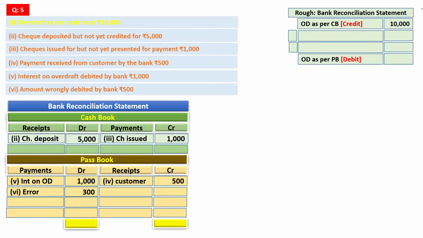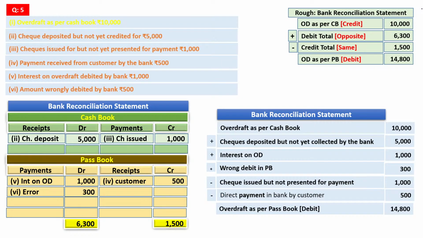So as we have started with 10,000 rupees credit, what I have to do? Add what? Add the opposite side and the same side should be subtracted. We started with the credit, which means we have to add the debit balance. The debit balance total being 5,000 plus 1,000 plus 300, 6,300. So 6,300 should be added. So what you have to do now? Subtract the same side, credit balances. In the credit side we have two items, 1,000 and 500, 1,500. The 1,500 is now subtracted to get the overdraft as per the passbook, that value being 14,800. So of course this is a bank reconciliation statement.